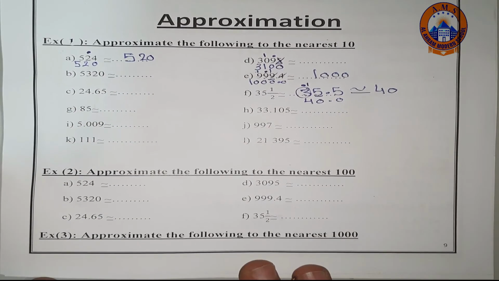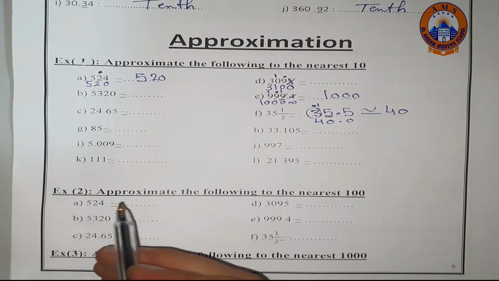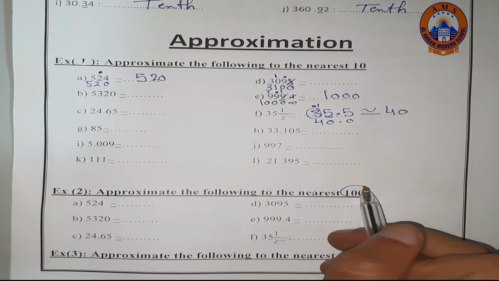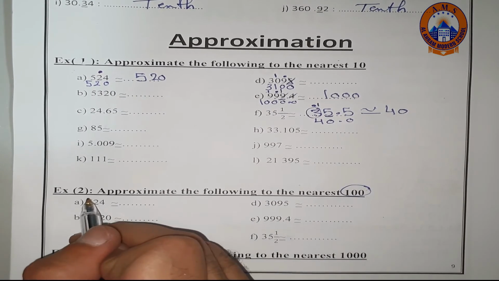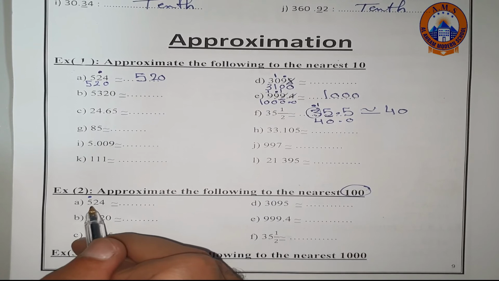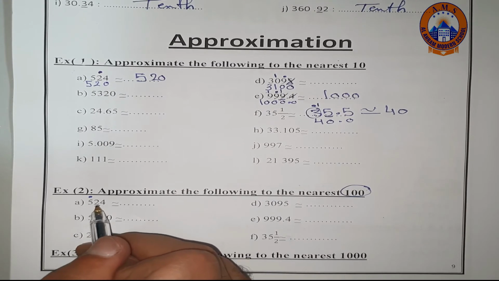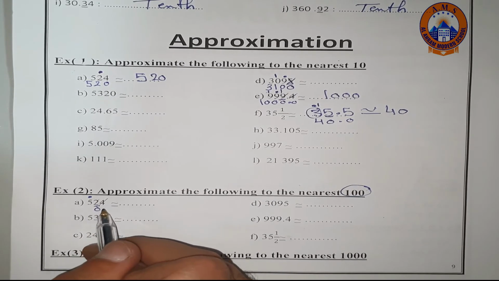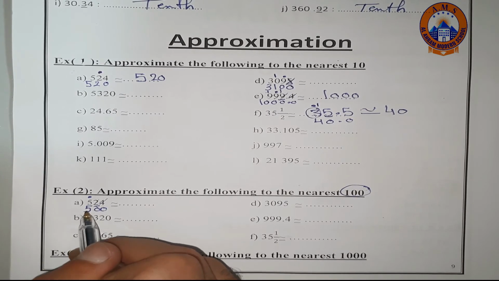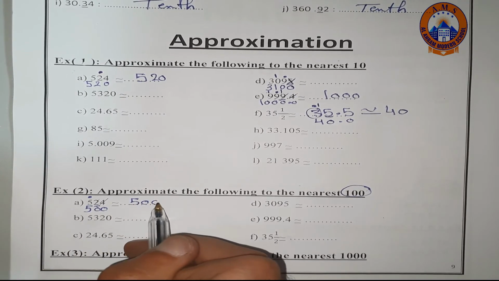Question number 2. We have 524, and we want to approximate to the nearest 100. The 100 digit here is 5. The number before it is weak, so 2 and 4 turn into 0, and the 5 is still 5 because the 2 is a weak number.